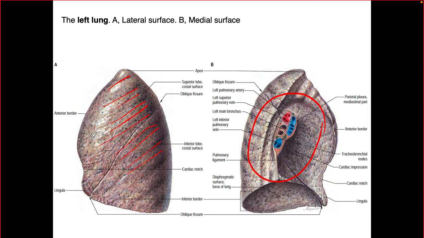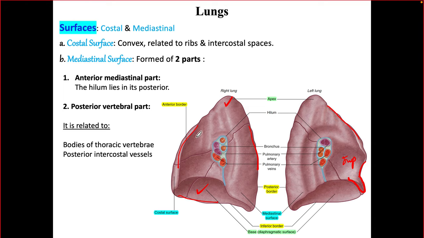Now, so anyway, this is the costal surface and this is the mediastinal surface. Now, the mediastinal surface here, guys, can be divided into two parts, just to facilitate studying it. There is an anterior mediastinal part and a posterior vertebral part. The anterior mediastinal part, in its posterior end, has the hilum. And this is the posterior vertebral part, which is related to the thoracic vertebrae, the intervertebral disc, and the posterior intercostal vessels.